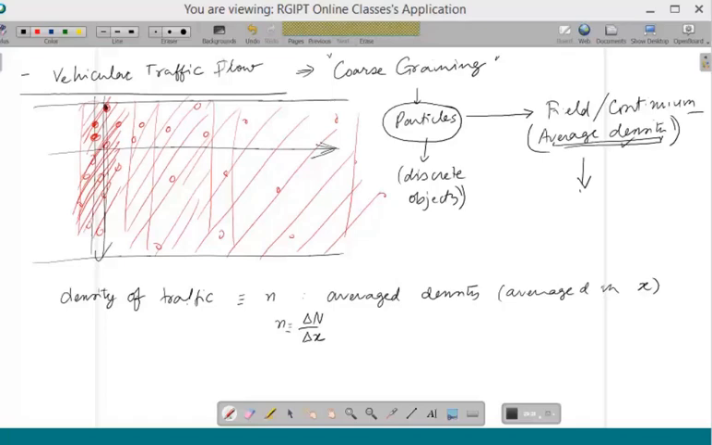All right, so this is delta N by delta X. That would be your average density, and additionally you can define a kind of average speed. For every cross section, you can define a net average speed, which would basically be associated with the convective flux of the vehicles.